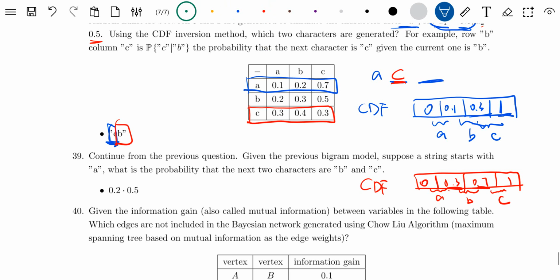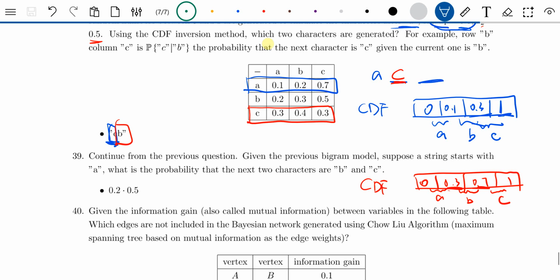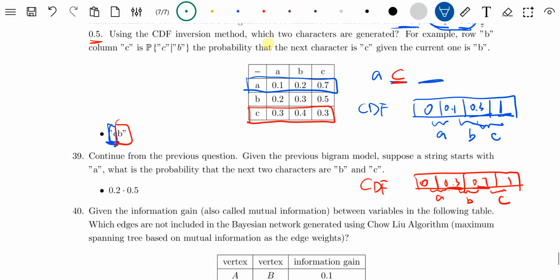What about the question here? It's just asking for the probability the next two are B and C. So given starting from A, the next one is B with probability 0.2. And now the first letter is B. So starting from B, the next one is C with probability 0.5. So you just multiply them together, and you get the answer.